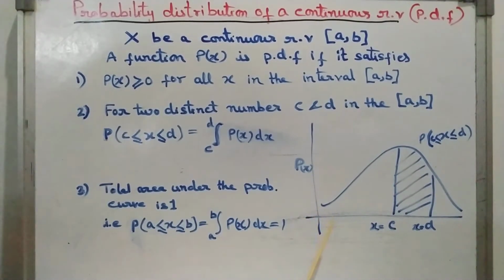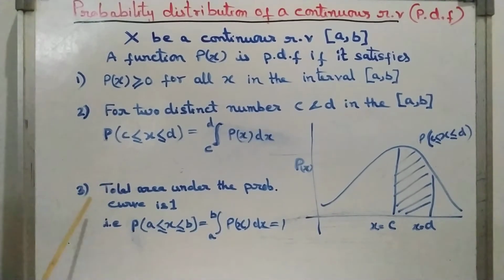This is a probability curve. Look here, along the x axis we take the variable x, and along the y axis we take P(x), that is probability. After plotting we get this probability curve. So the probability that x lies between C and D is the integration of P(x) over the range C to D dx. So it will be the area from here to here, from C to D. So this is the area.